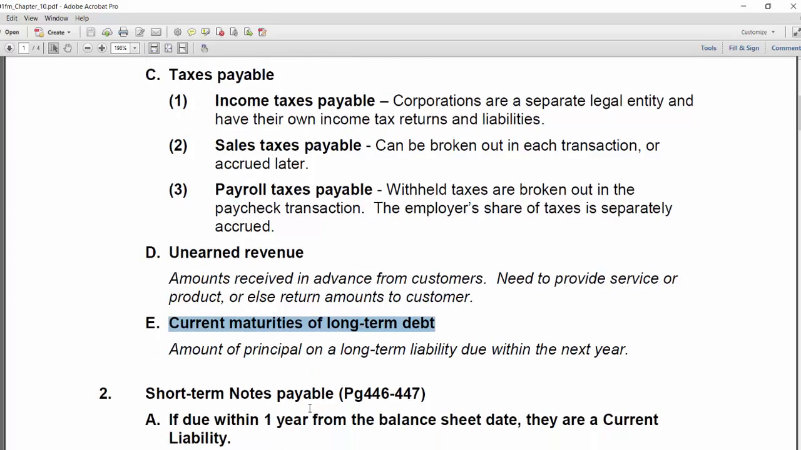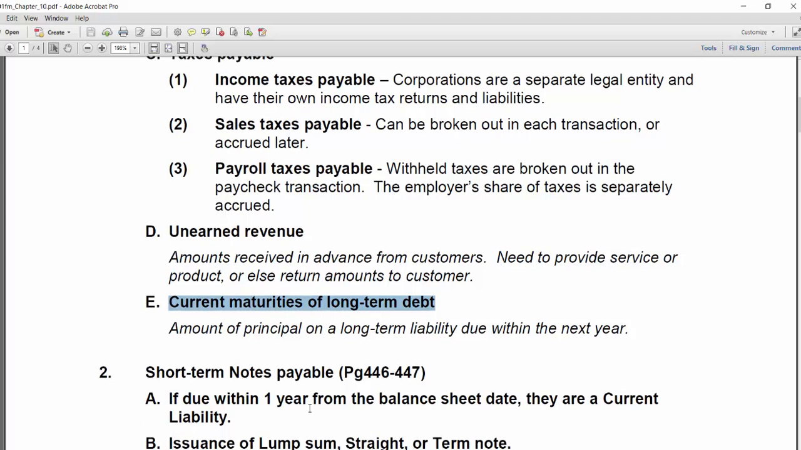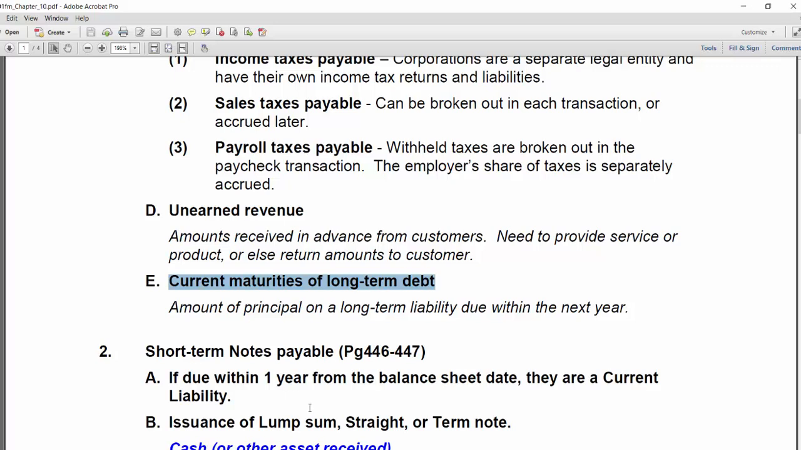So short-term notes payable happen when they're going to be repaid within 1 year from the balance sheet date, and they'll be classified as a current liability. Now, they can be issued in a variety of different forms. The one that most people are traditionally used to is a fully amortized note where a constant payment is made every month consisting of part interest and part principal.